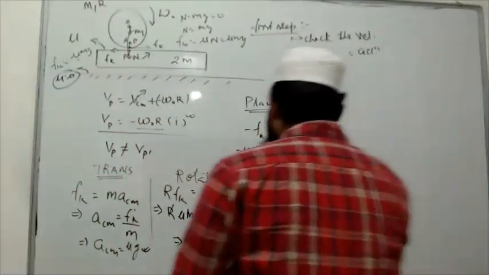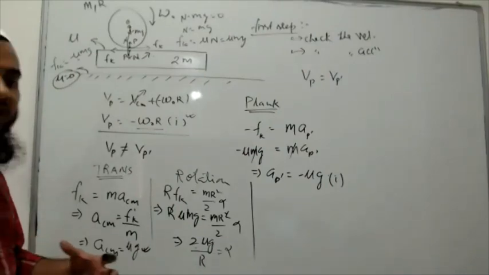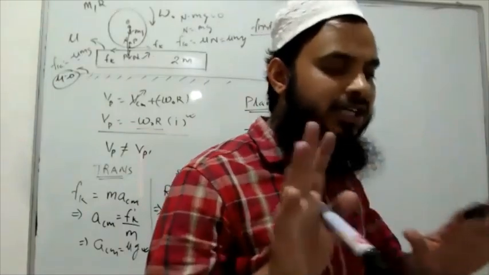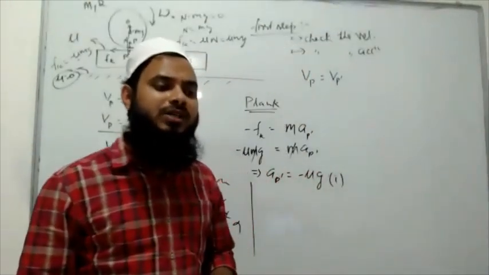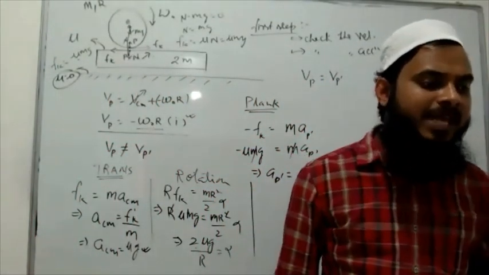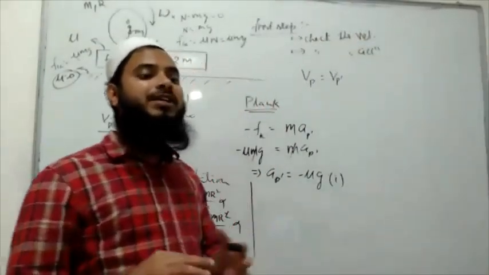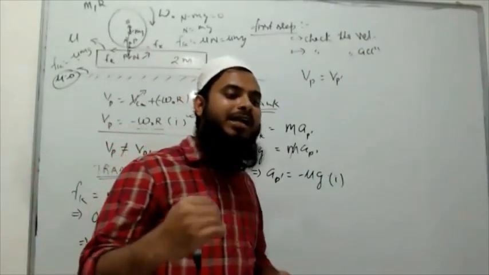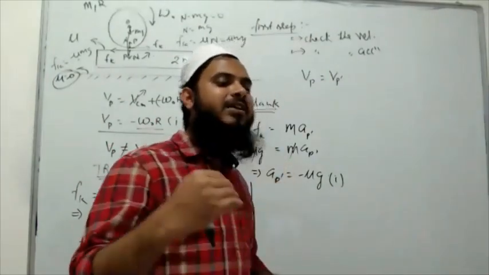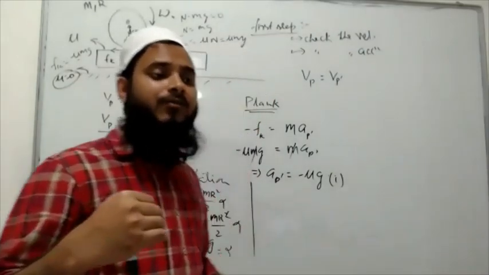Anybody having any problem? Now see, after time t seconds, I have to calculate the velocity. So I have to find out when the slipping stops. Slipping stops means when the velocity of the point P will be equal to the velocity of the point P dash. So I am assuming that after time t seconds, the velocity of the point P dash and the velocity of the plank will become equal.